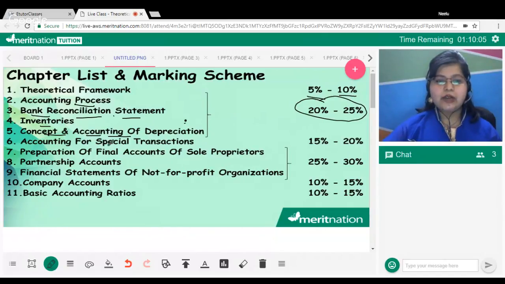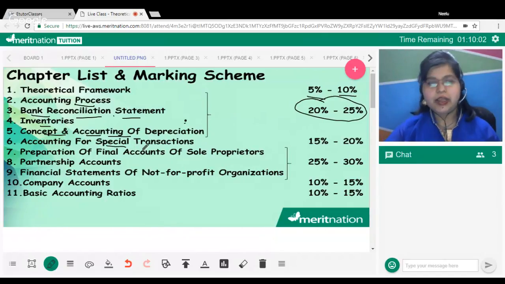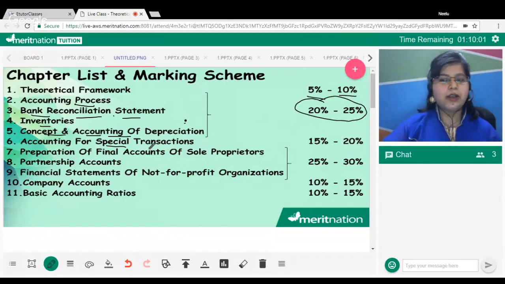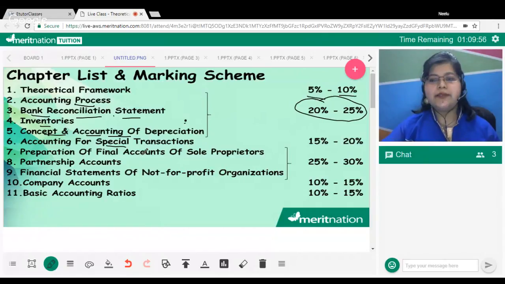Next comes accounting for special transactions. Here we are going to talk about joint venture accounting, consignment accounting, then we are going to talk about the bill of exchange. This entire unit will take up 15 to 20% of your marks.